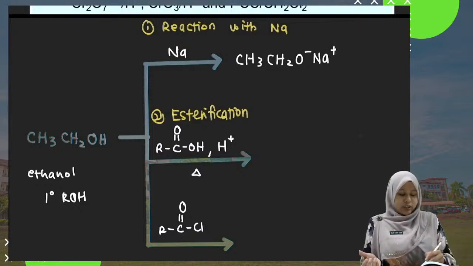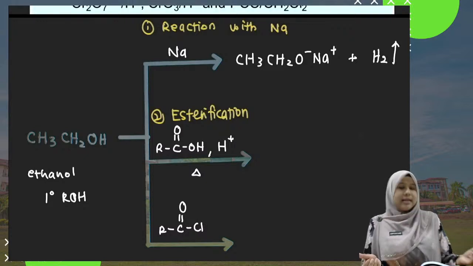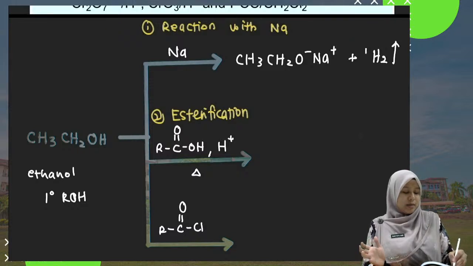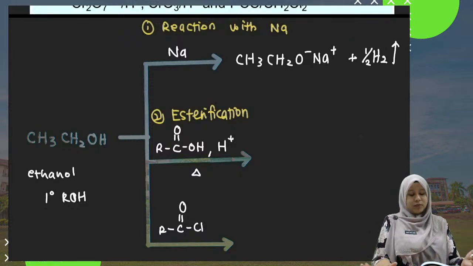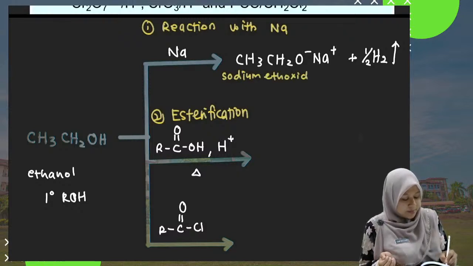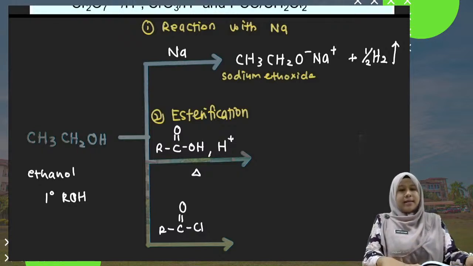So kat sini hidrogen ni pergi mana? Hidrogen tu dia akan keluar sebagai hydrogen gas. Saya letak arrow ke atas sebab gas dia naik ke atas. Okay, so kalau nak balance, kamu boleh letak half kat sini untuk balancekan equation. So dia akan hasilkan sodium ethoxide. Ni nama dia adalah sodium sebab Na, ethoxide. Eth sebab 2 carbon, ide sebab dia ada O minus.